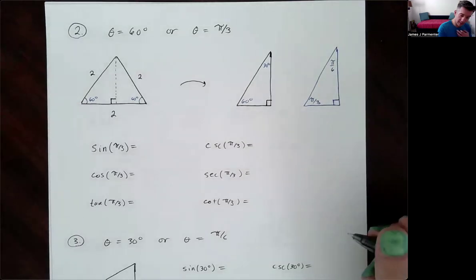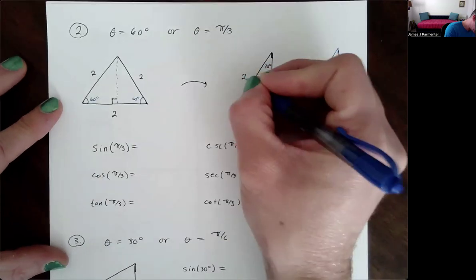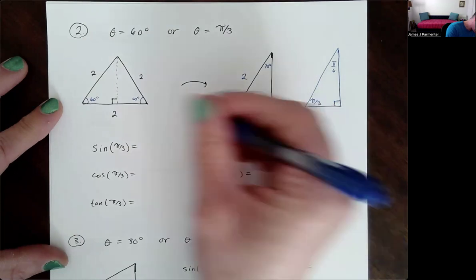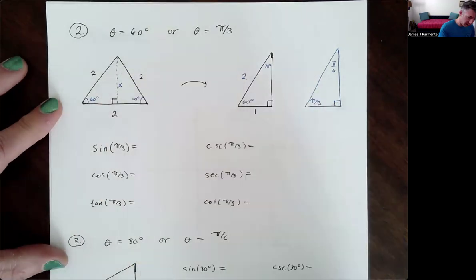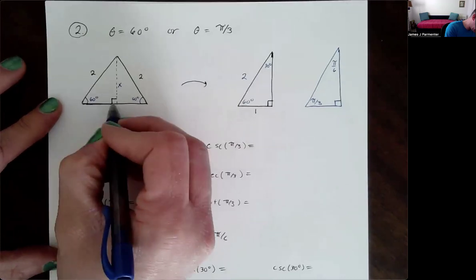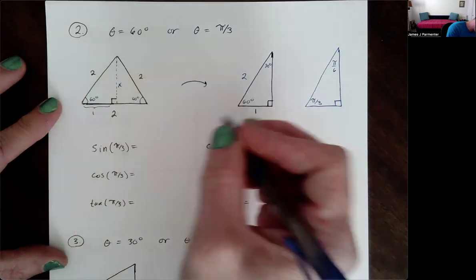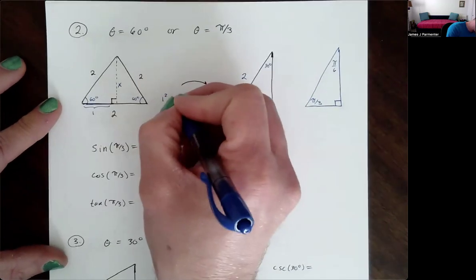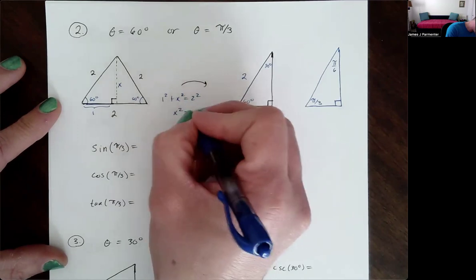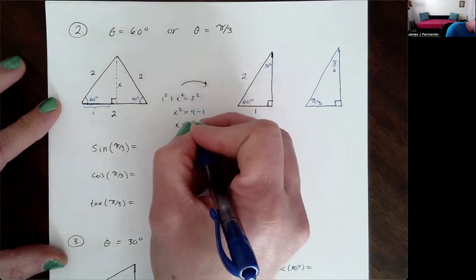And then we should label the side lengths. So this hypotenuse has a length of 2. This base here, where we're cutting this base in half, it's going to have a length of 1. And then let's find the height there. So Pythagorean theorem: that side is 1, that side is x, that side is 2. So 1 squared plus x squared equals 2 squared. x squared equals 4 minus 1. So x is going to equal the square root of 3.